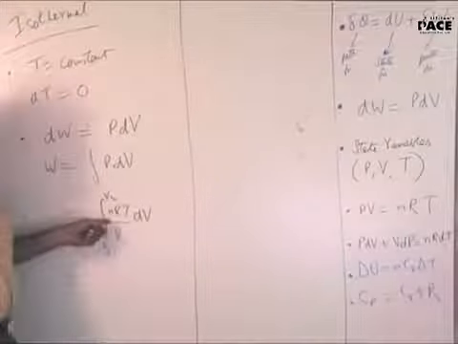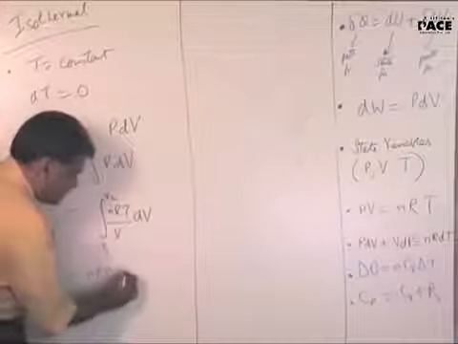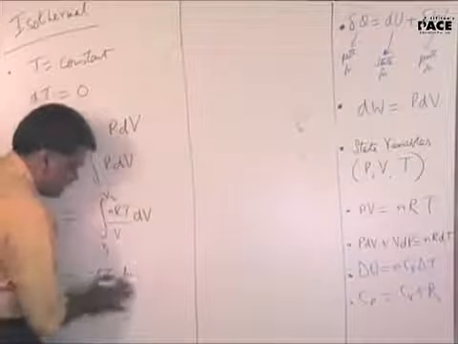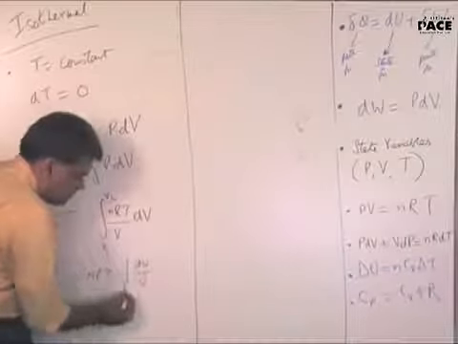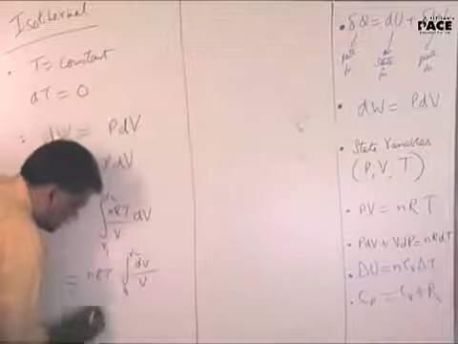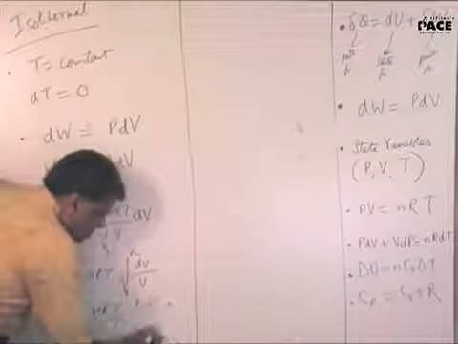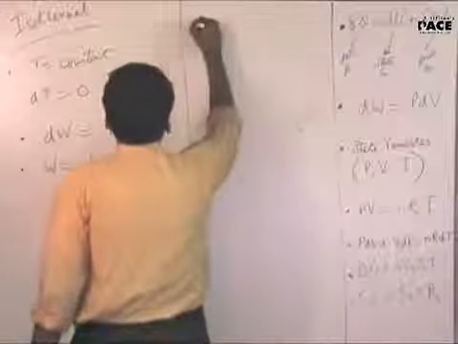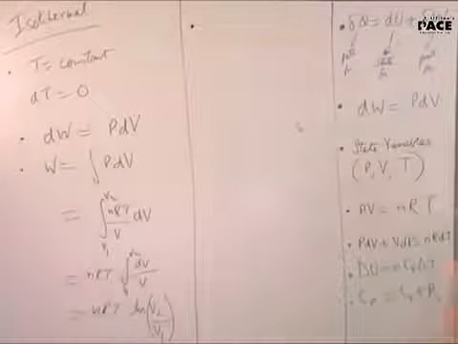Now nR is anyway constant, temperature also becomes a constant in this case. So it becomes nRT integral dV by V, which is nRT log V2 by V1. Well, that's the work done in isothermal process, nRT log V2 by V1.